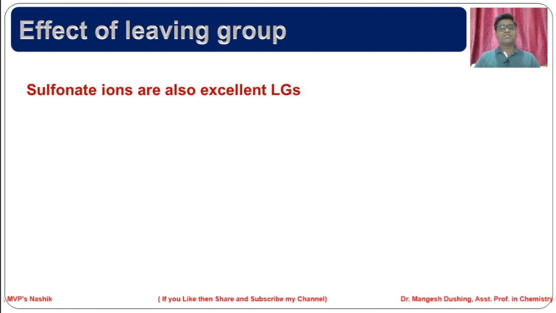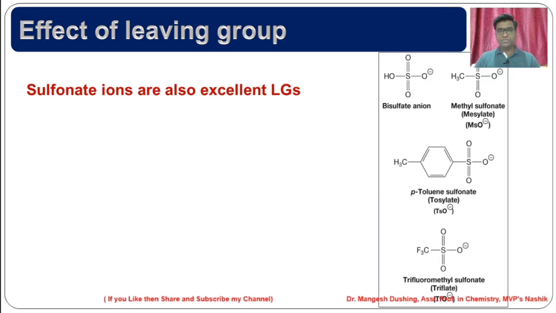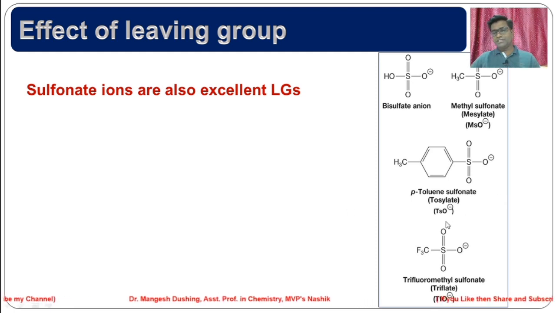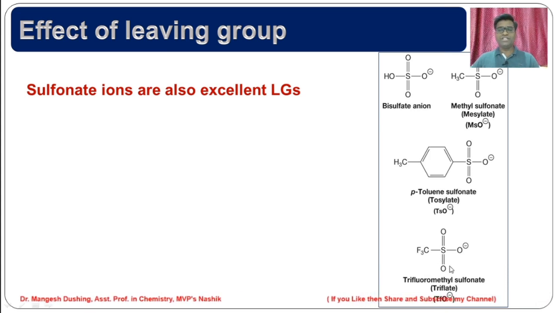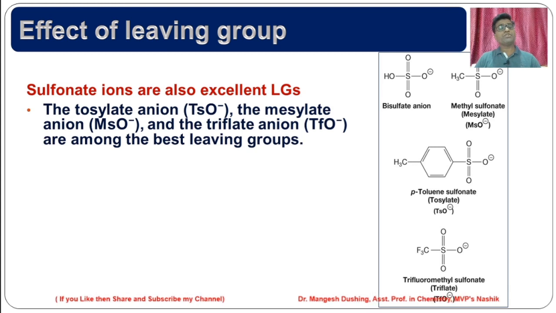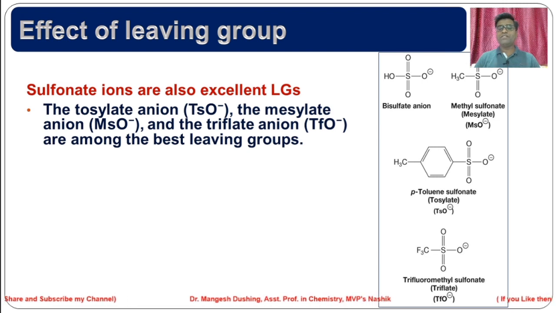Sulfonate ions are also excellent leaving groups. Those sulfonate ions are methyl sulfonate, that is mesylate, then paratoluene sulfonate, that is tosylate, then trifluoromethyl sulfonate, that is triflate, because they have a minus I effect as well as the minus R effect of these sulfonate groups. The tosylate ion, TsO minus, the mesylate ion, MsO minus, and the triflate ion, TfO minus, are among the best leaving groups.